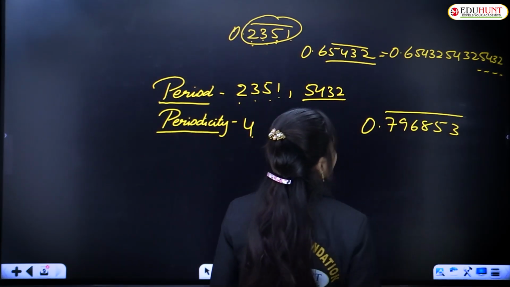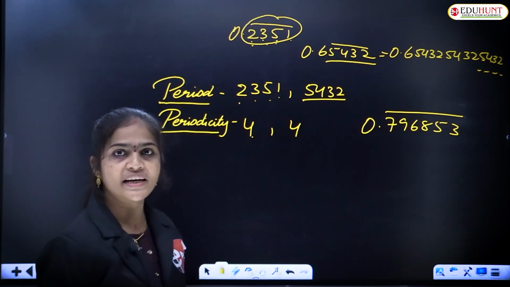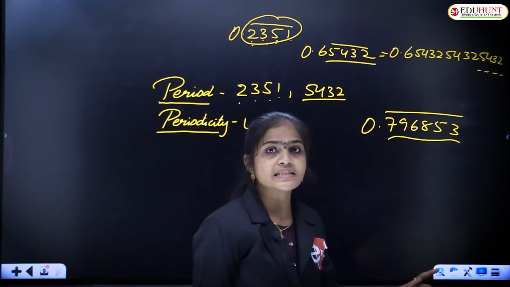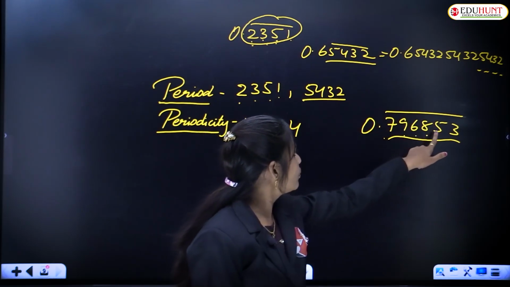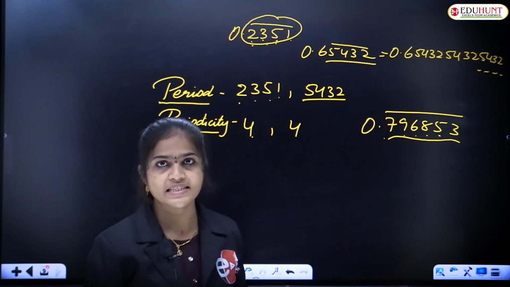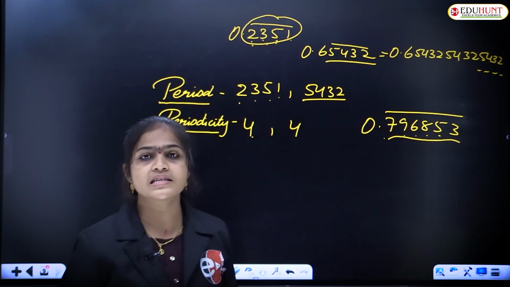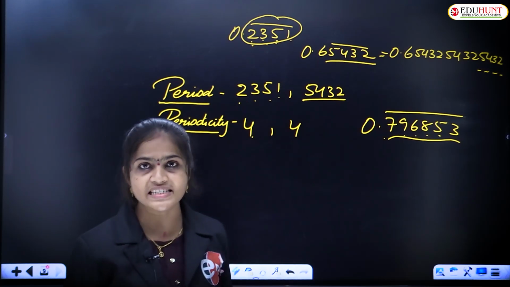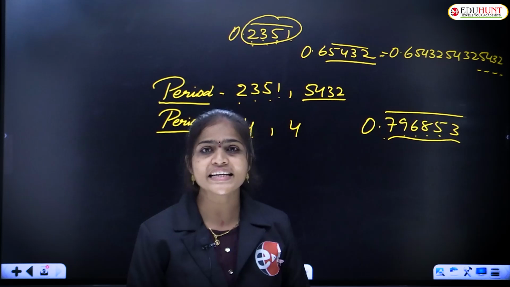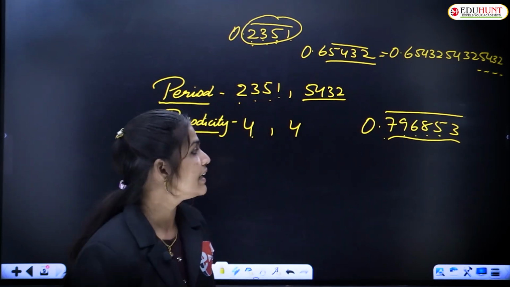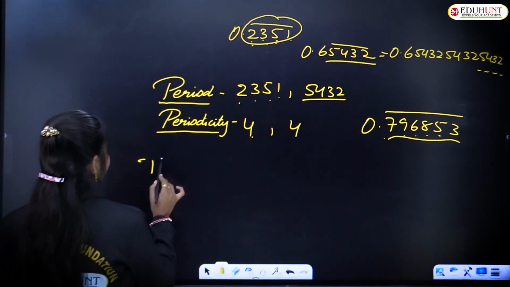Okay, maybe one more example, 0.796853 bar. What is the period? Yes, 796853 is the period. And what is the periodicity? 1, 2, 3, 4, 5, 6. 6 is the periodicity. Understand children? So this is about period and periodicity. Okay, so after this we have irrational numbers. What is that? Irrational numbers.